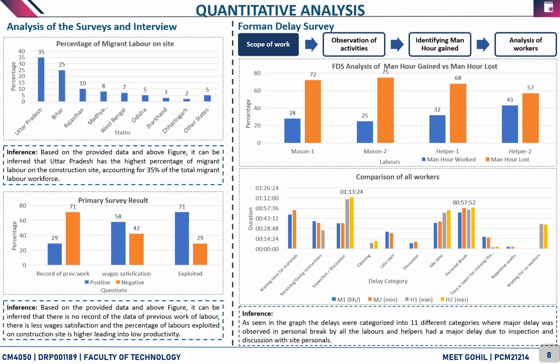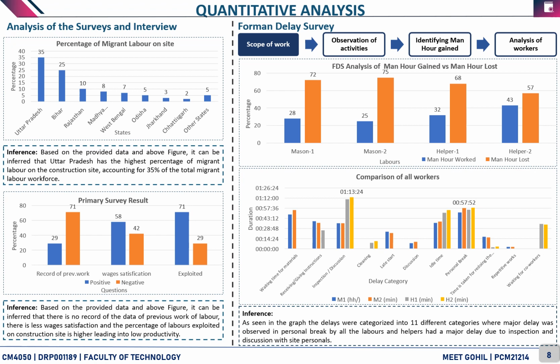Foreman delay survey. For the foreman delay survey, the scope of work was identified in which the AAC block activity of the first 5 layers was optimized and observed. Then the observation of the activity was done, and identification of man hours gained versus man hours lost was carried out, and analysis of the workers was done.